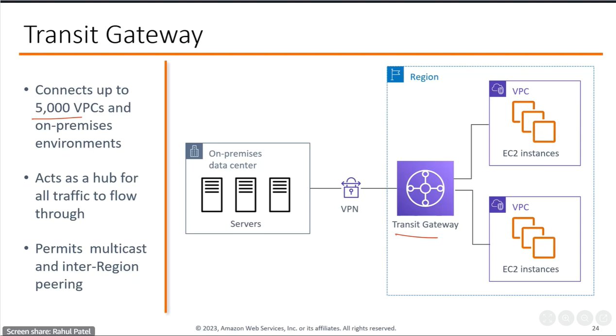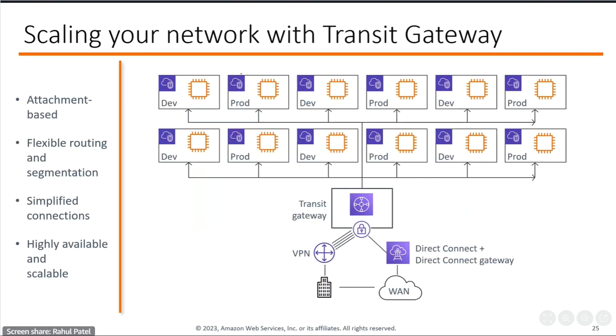That means in inter-region also we can connect our VPCs and on-premises network. So this is the concept of transit gateway, and this is going to reduce our route table entries that we have to manage when we are doing peering connections for multiple VPCs. So this is the use case of transit gateway. And with transit gateway, you can easily scale your network.